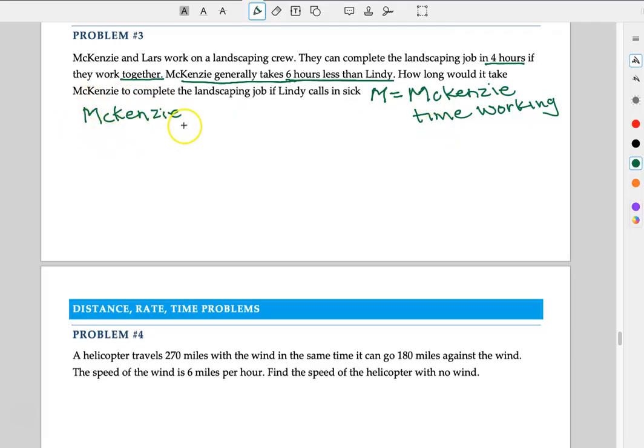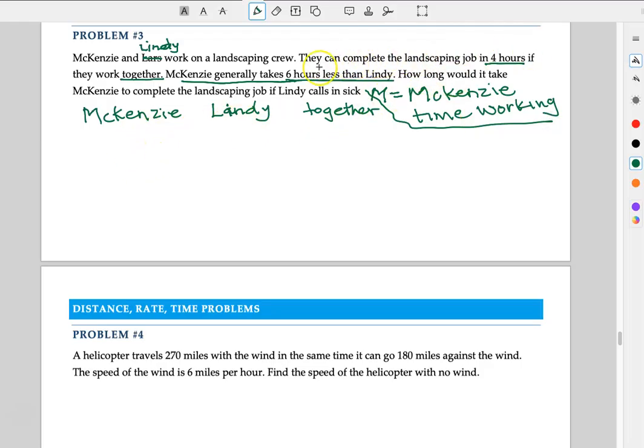So we know stuff about Mackenzie's time. We know stuff about Lindy's. Oh, wait a minute, it says Lars and then it says Lindsay. Let's put that Lindy up here. Sorry, I don't know how the name is different. Okay, so Lindy and then together. This is what we're looking for, Mackenzie's time.